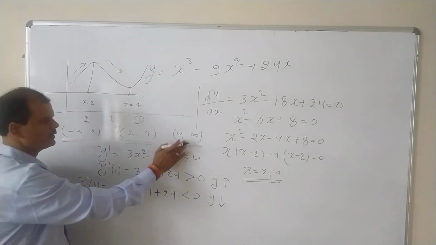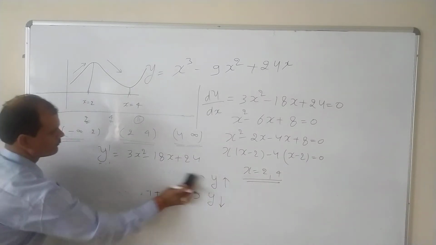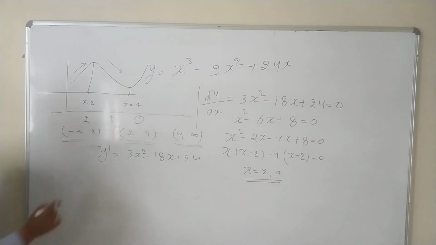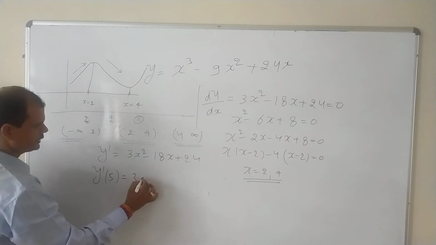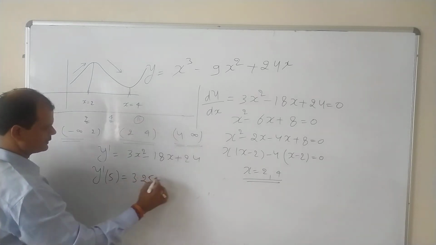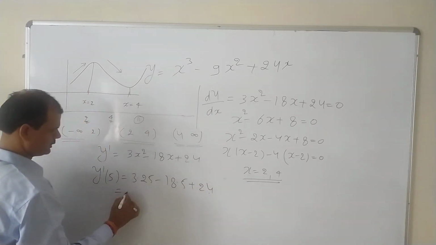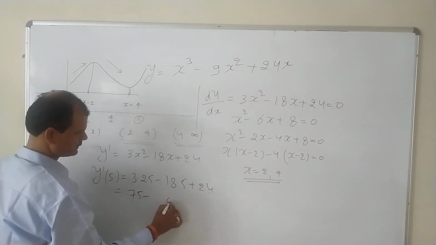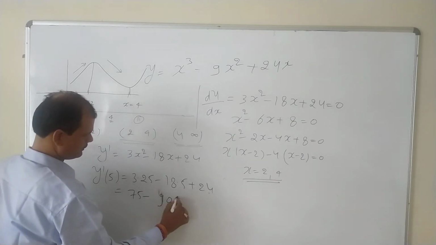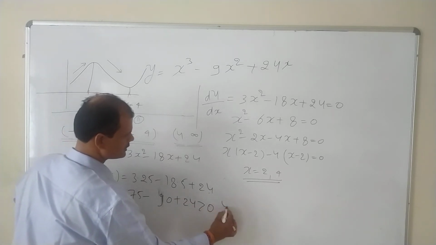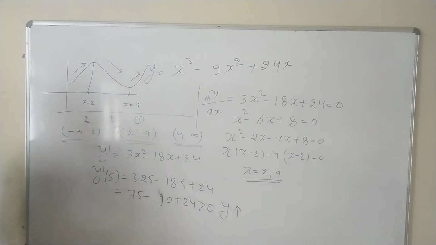Now let us take 4 to infinity. I will take any point here, I will take 5. So y' at 5 will be 3 into 25 minus 18 into 5 plus 24. So this will be 75 minus 90 plus 24. This is positive. Positive means your y is an increasing function, right? So you can see in this interval your function is increasing, right?